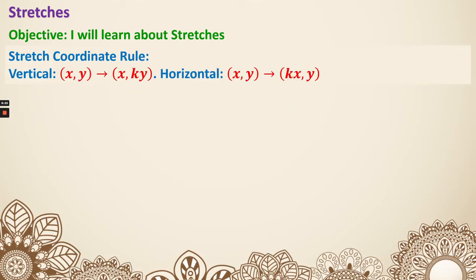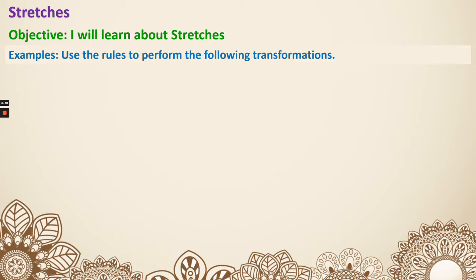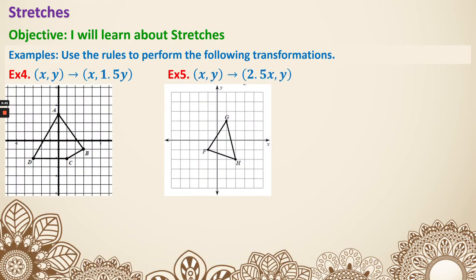Now let's talk about the stretch coordinate rule. If you recall, dilation would be x, y changed into kx, ky. So we are multiplying the k by both the x and y. Now for stretches, again, it does have a direction. So if it's a vertical, that means the y value is going to be multiplied with a scale factor. If it's a horizontal one, that means the x coordinate is going to be multiplied with a scale factor. Now let's have a look at a few examples again.